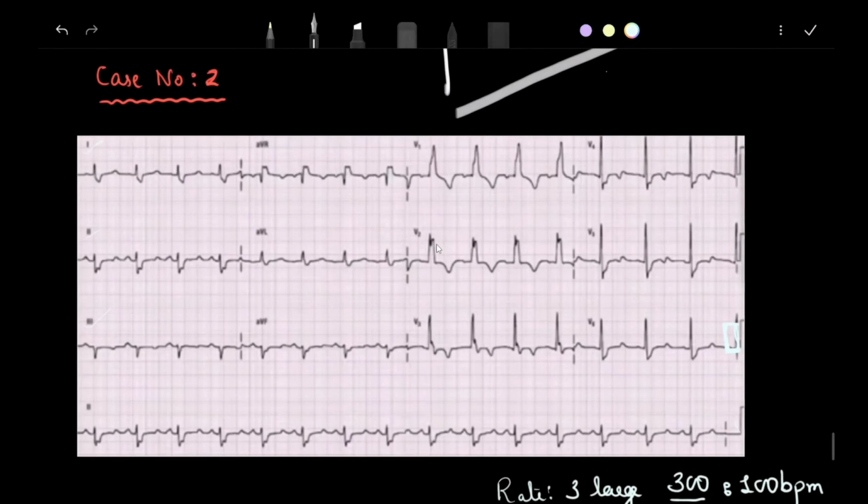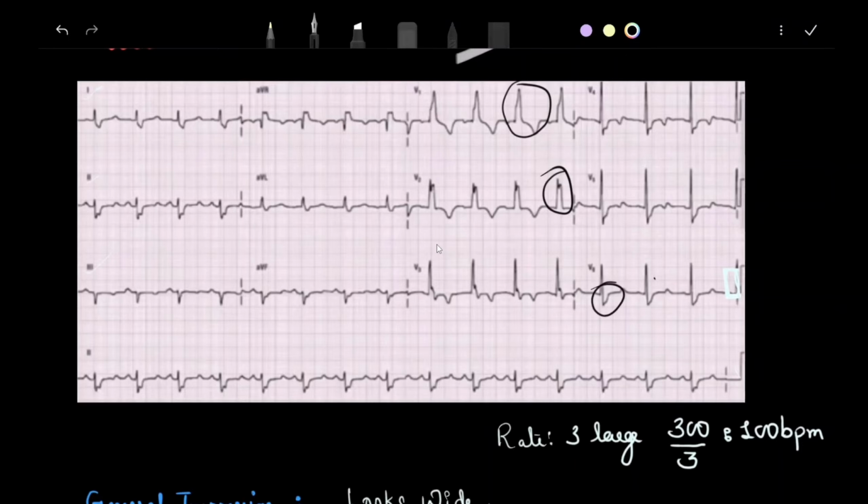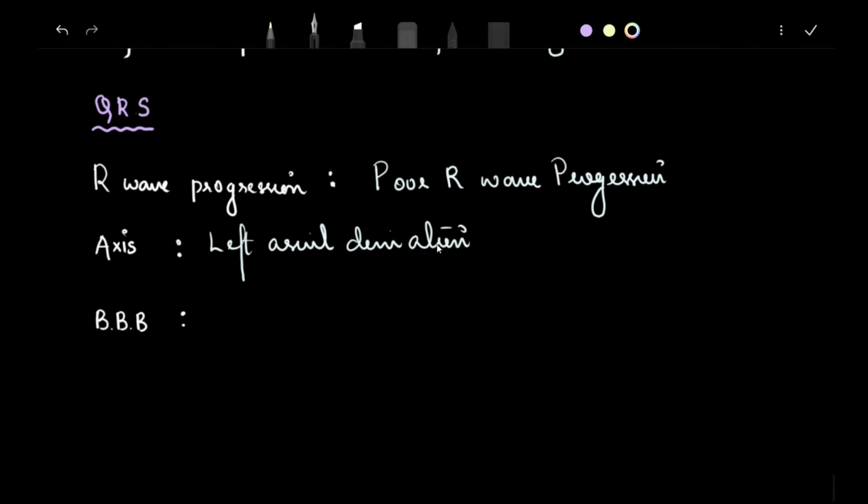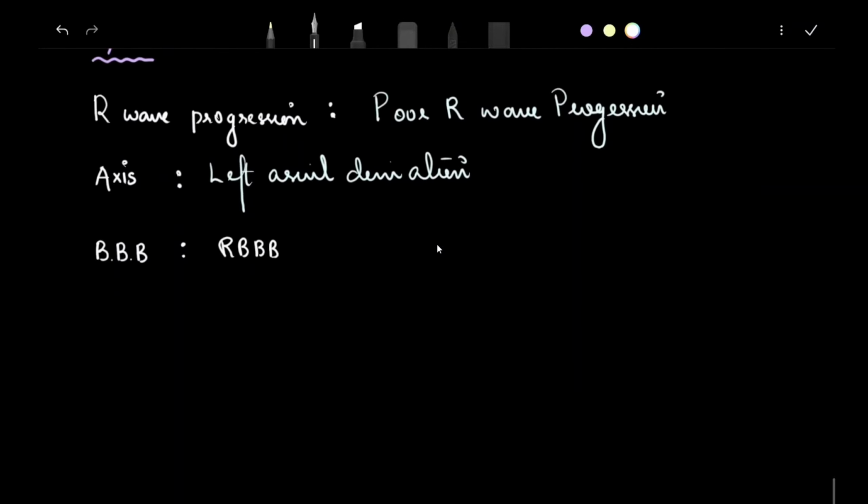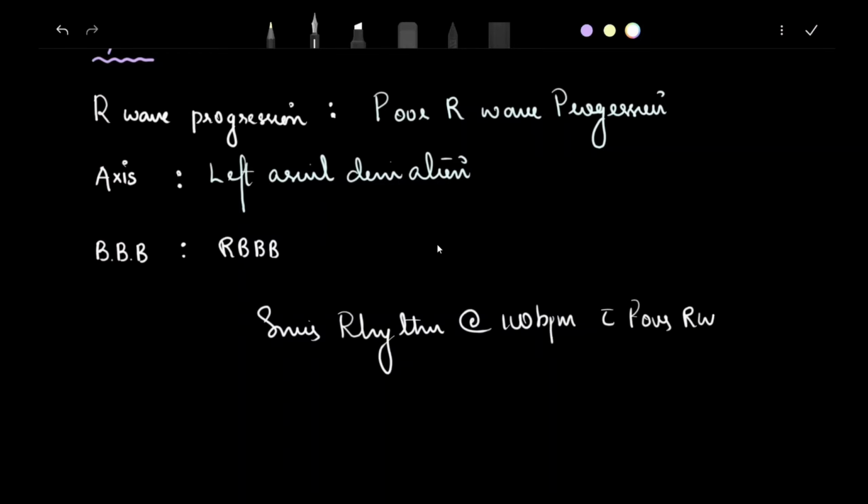And check the bundle branch block. We could see that in V1 there is a notch in the QRS. It's not an iconic RSR dash pattern, but the notch is enough to diagnose the RSR dash pattern. Here is R dash. In V6, we could see clear slurring of the S wave. So it is clearly defined as an RBBB pattern. So this is a case of sinus rhythm at 100 beats per minute with poor R wave progression and having right bundle branch block.